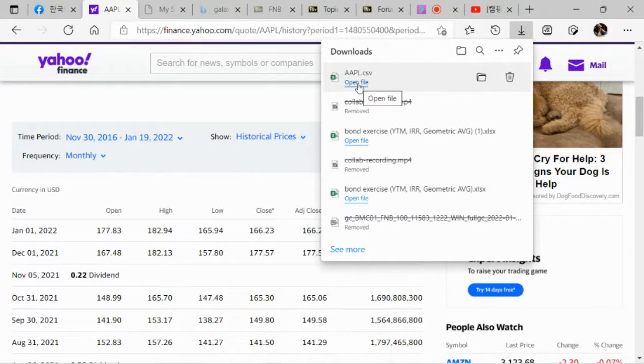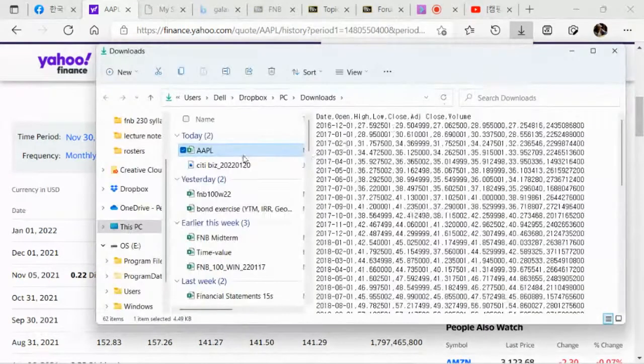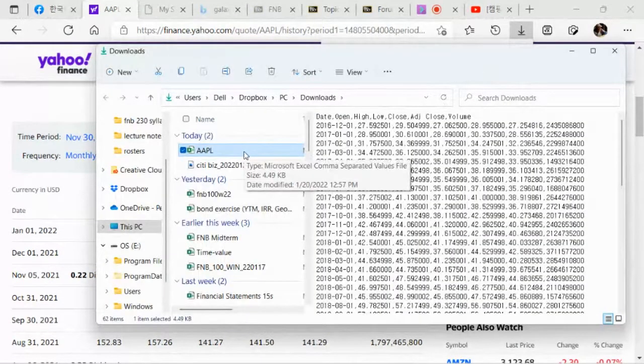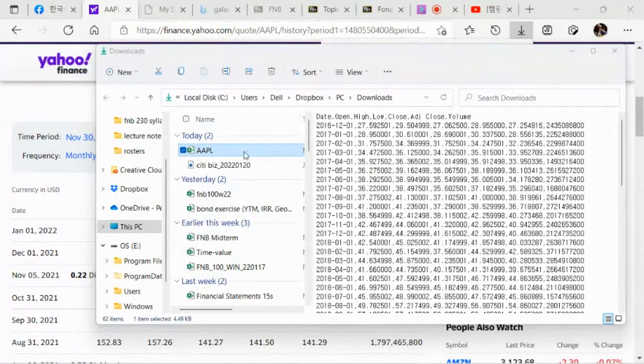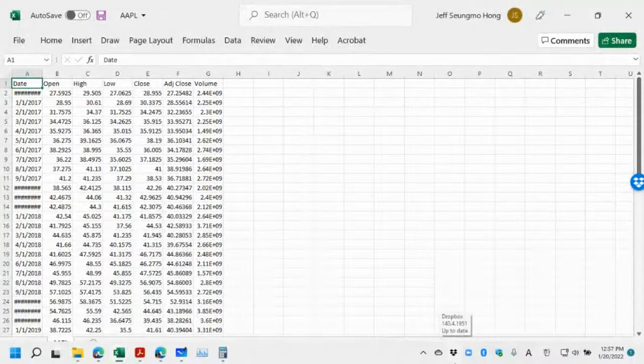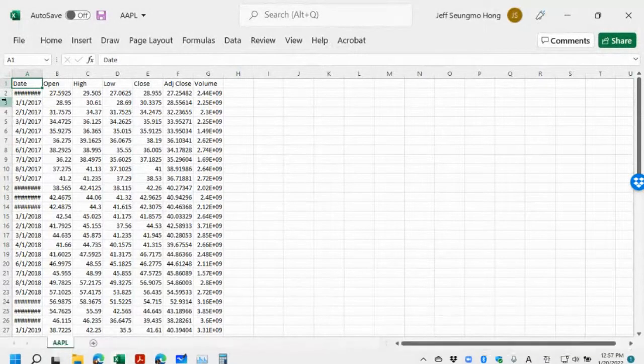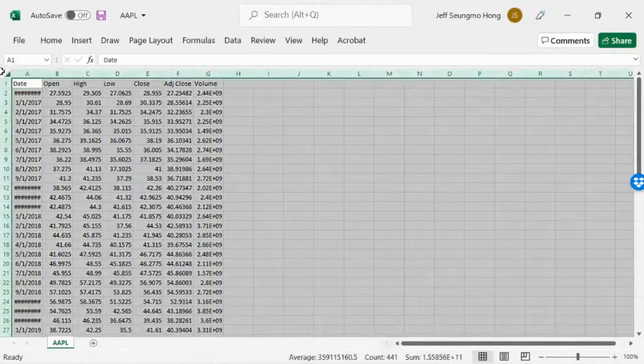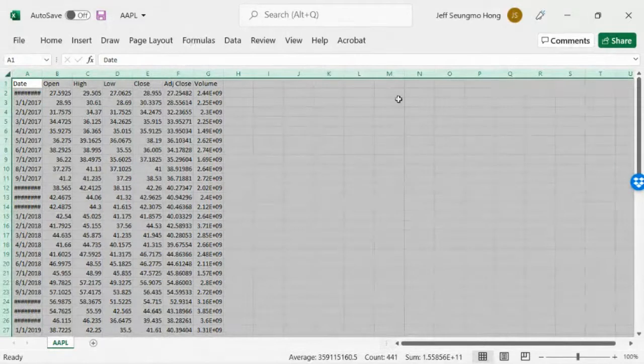Don't just open it. Go to the folder and see it is there, okay? Then click open. All right. Now, the first thing I want to do is highlight the entire worksheet, right? You click on this and the entire worksheet is highlighted.